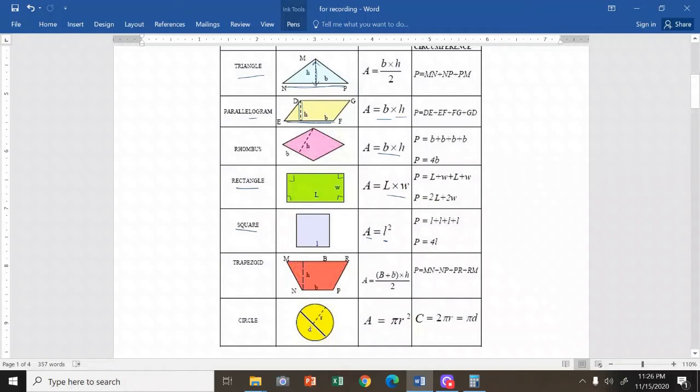Now, sa ibang textbooks, makikita nyo to as a plus b. So, yung sinasabi natin dito na itong B plus b na to, okay, it refers to the two parallel sides. So, ito yon. So, two parallel sides. And then, yung h, it refers to the distance between the two parallel sides. Yeah, so, para hindi kayo malito. And then, we also have the area for the circle. So, meron tayong pi r squared.